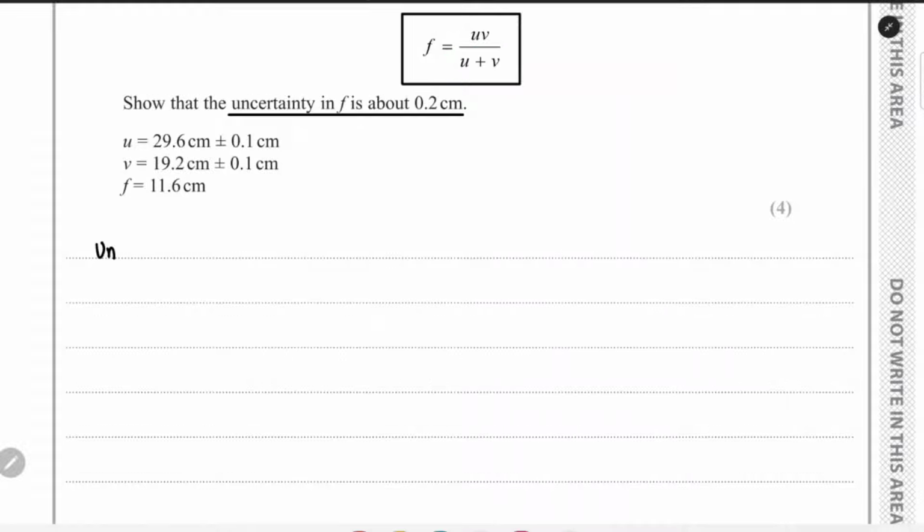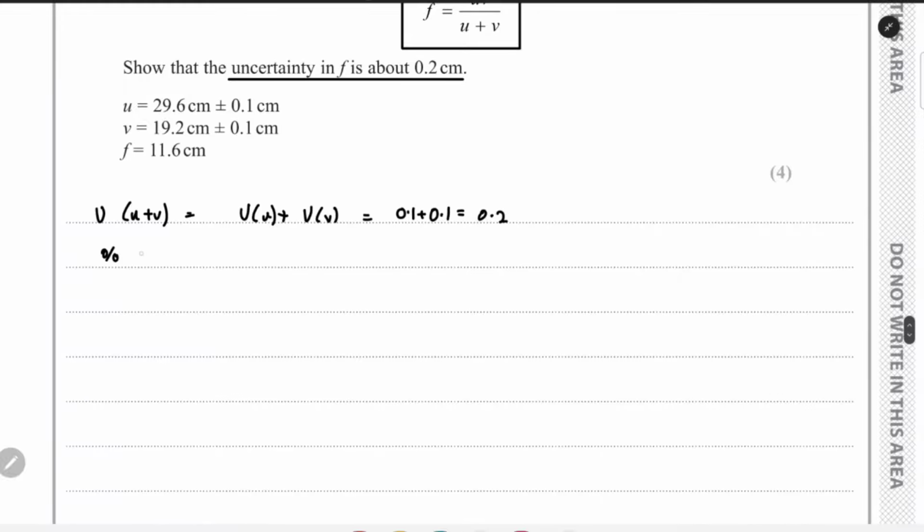For the uncertainty in u plus v, we have to find the uncertainty. So uncertainty in u plus v is equal to uncertainty in u plus uncertainty in v. So 0.1 plus 0.1, 0.2. So the percentage uncertainty in that will be 0.2 divided by 29.6 plus 19.2, times 100%. This would be 0.41%.